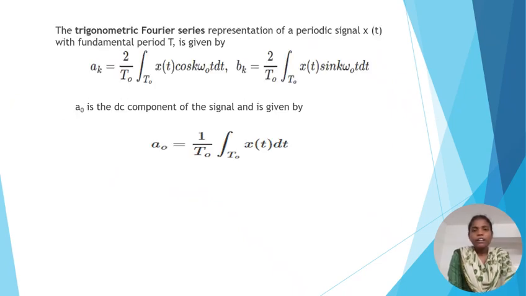The coefficients of the trigonometric Fourier series representation of a periodic signal x of t with fundamental period T are given by a k is equal to 2 by T naught integral over T naught of x of t cos k omega naught t dt, and b k is equal to 2 by T integral over T naught of x of t sin k omega naught t dt. And a naught is the DC component of the signal, given by a naught is equal to 1 by T naught integral over T naught of x of t dt. This is the representation of the trigonometric Fourier series.